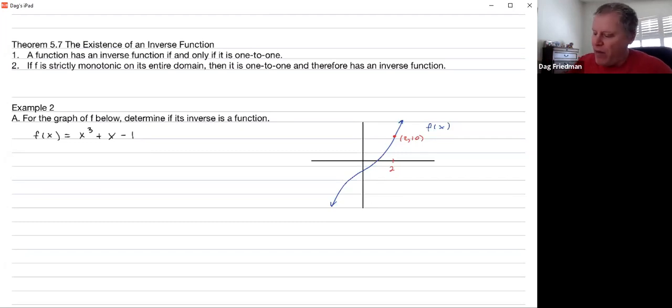The other part of that, for this function to have an inverse, is for every output, so for example, this is 10, there's one and only one input. So when y equals 10, there can only be one input, in this case specifically 2.